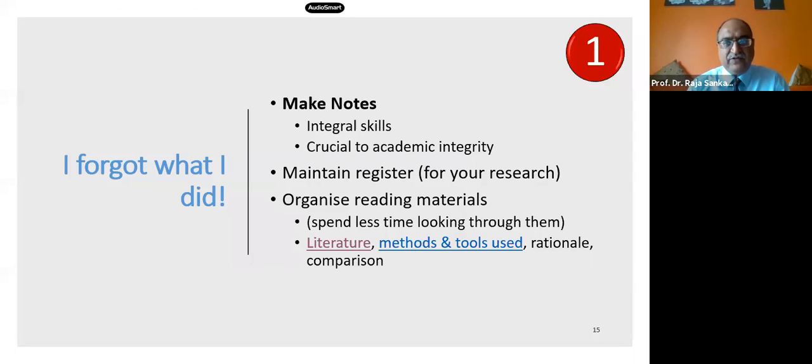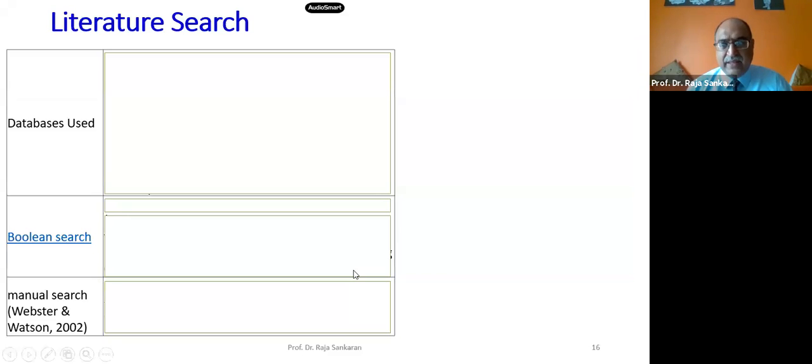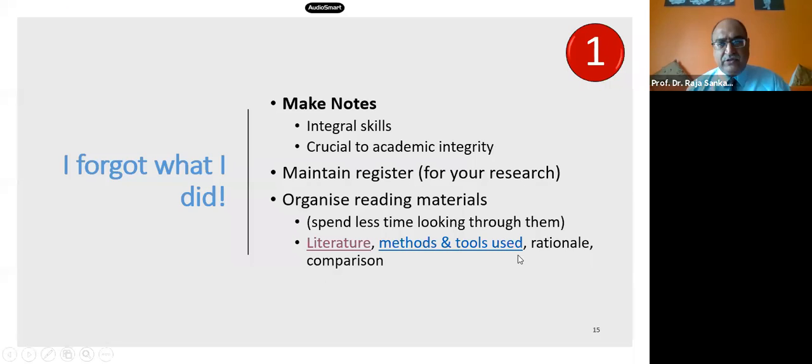Okay. Somebody asked for the literature one. I'll quickly go through how you find the literature, how you use this intelligent search, and then the different methods and tools that could be used as part of the process. Again, for everything you need to have a rationale. Only when you make notes will you be able to understand.